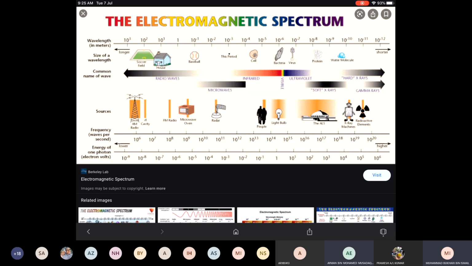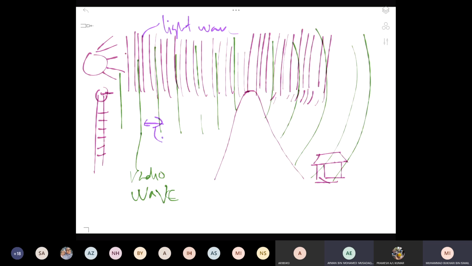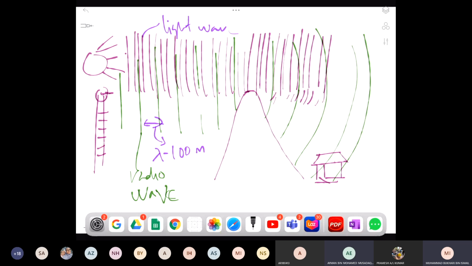Jadi sebab tu lah masa saya lukis tadi, awak nampak tu kan, yang warna hijau. Jadi wavelength dia antara satu dengan, antara ni, wavelength ni adalah 100 meter. Okay, sebab tu lah dia punya diffraction dia very obvious. Remember, in examination, you use correct term. In this case, you say it is very obvious.